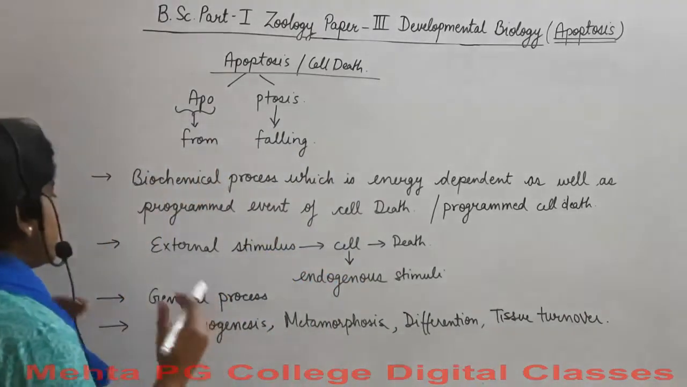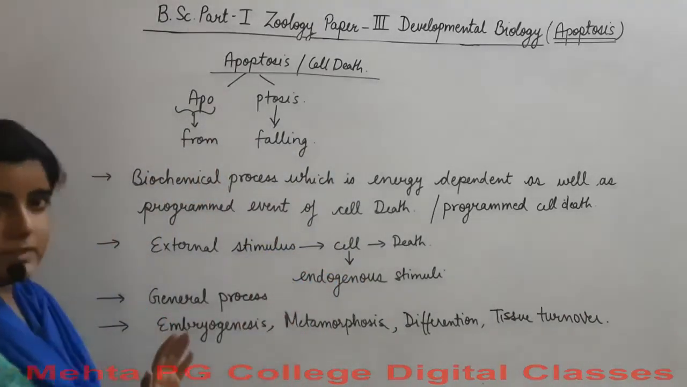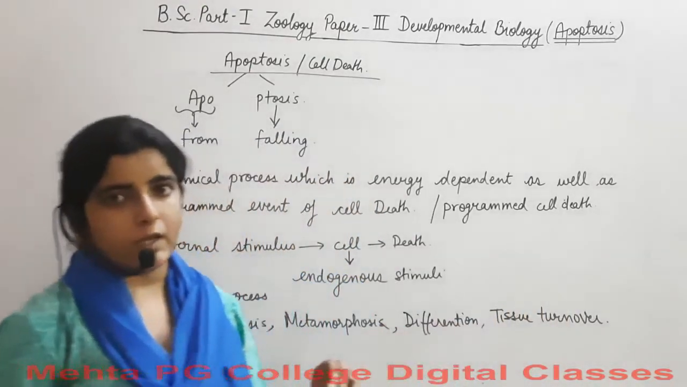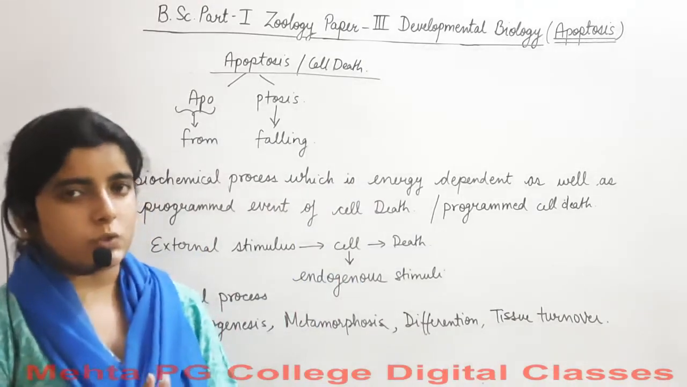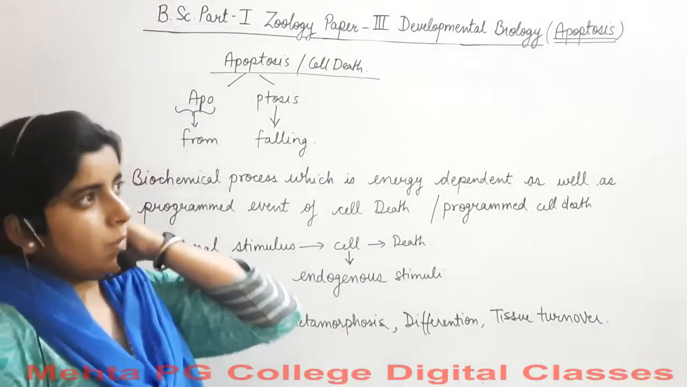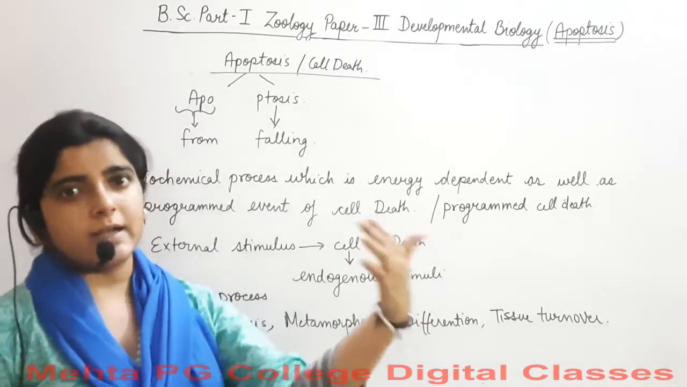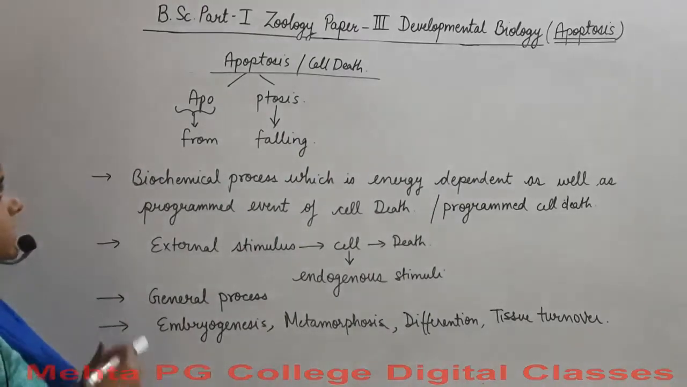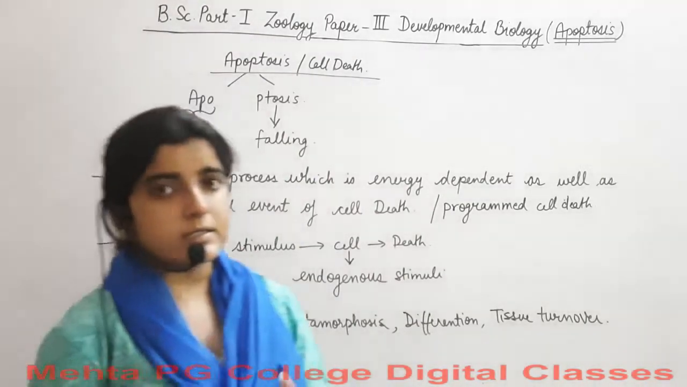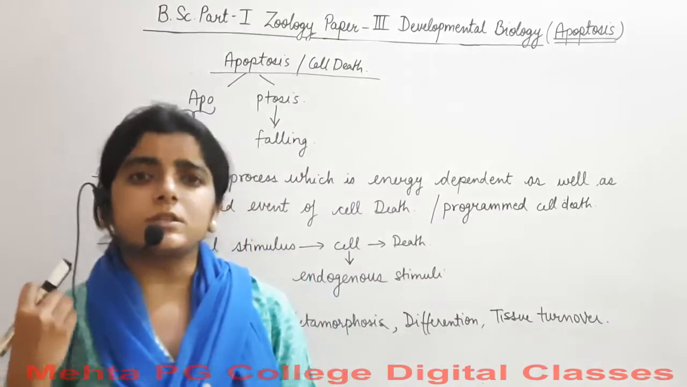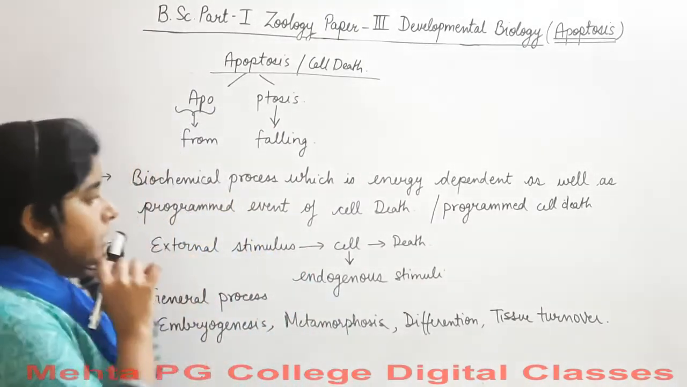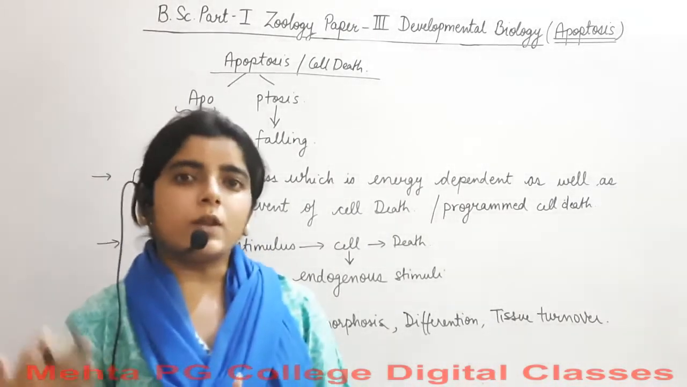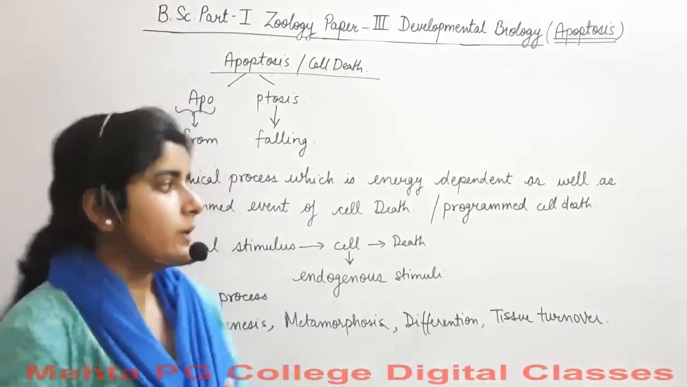So this is a general process, and it can occur during any phase of life. Even in the adult stage cell death occurs. So from the embryo stage to old age, the cell death or apoptosis process occurs, and it is a very important phenomenon of our body on which many functions and many structures depend, right?